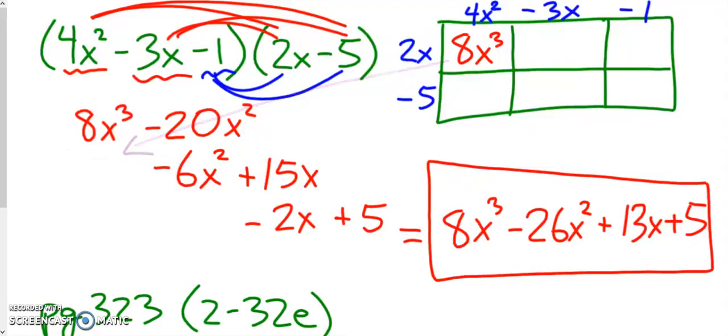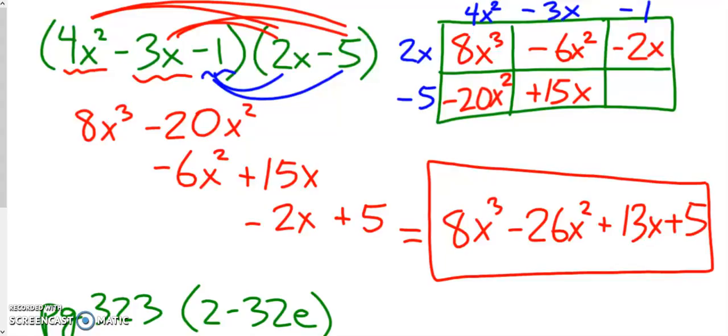Then, I, of course, could have, there's negative 6x squared, and then if I multiply these two together, I get minus 2x, and then if I multiply these, I get minus 20x squared, plus 15x, and then plus 5, and you don't need the plus there, you just understand that if it's positive, you're going to add, if it's negative, you're going to subtract, and then you combine your like terms.